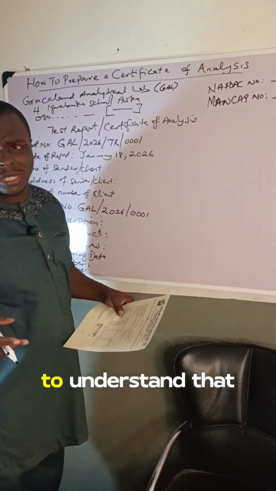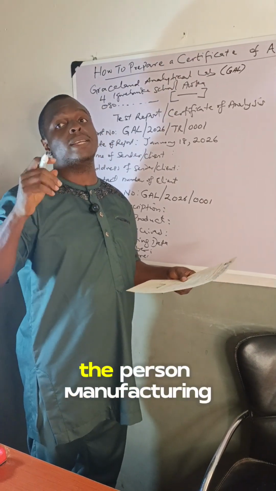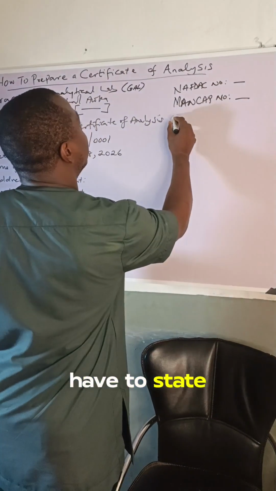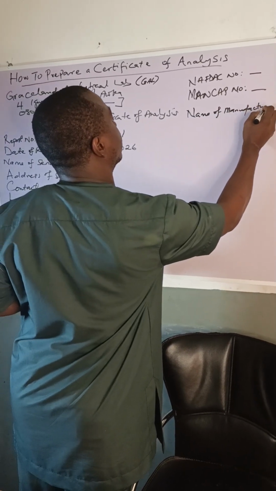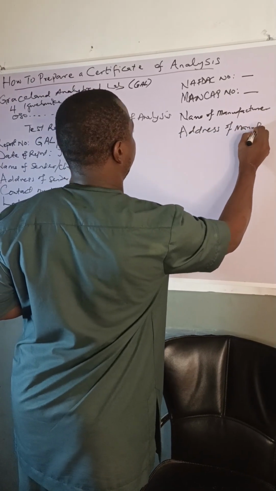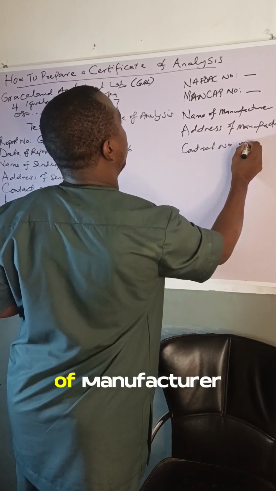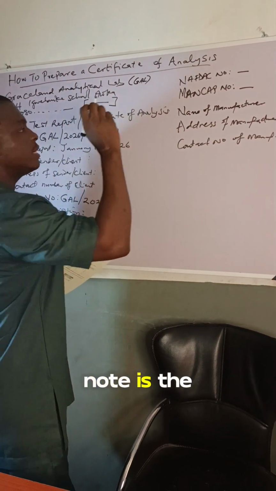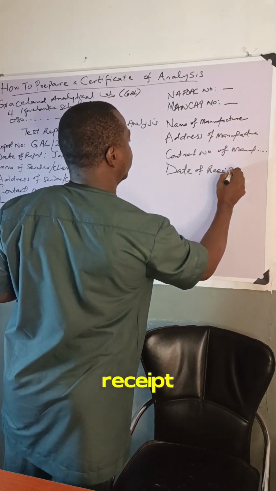Then most times we understand that the person that sends a sample may not be the person manufacturing the sample. So if it is not so, then it is important that you state the name of manufacturer, address of manufacturer, contact number of manufacturer. Now, very, very important to note is the date that the sample was received, date of receipt.